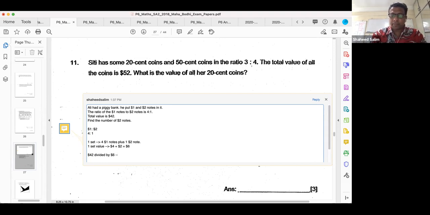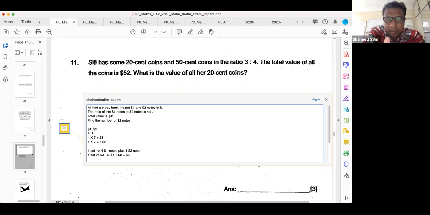How many sets do you get? Oh, 7 sets. So that means you want to find the number of $1 notes. 4 times 7, you get 28. You want to find the $2 notes. 1 times 7, you got 7 $2 notes. Do you get it? You get it?